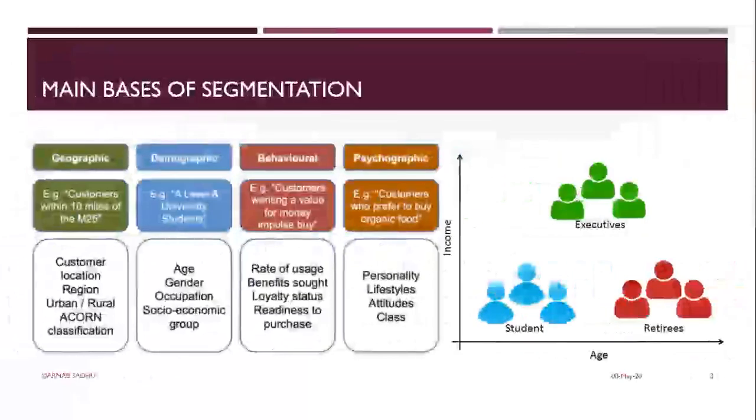We can think about four bases of customer segmentation. It can be geographic, that is, the customer is within 10 miles of some market, market number 25, like that. So can we open more small markets within the area so that we can bring more customers? It can be demographic, like some university students. It can be like gender, occupation, socio-economic condition, etc.